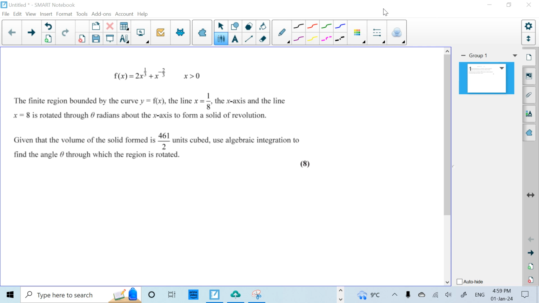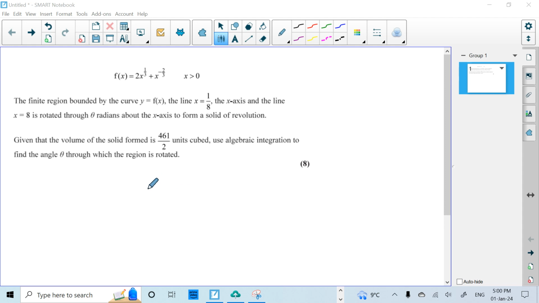Okay, volumes of revolution. The finite region bounded by the curve y equals some function of x, the line x equals 1/8, the x-axis, and the line x equals 8 is rotated through theta radians, not 2 pi, theta radians about the x-axis to form a solid of revolution. Given that the volume of the solid formed is 461 over 2 units cubed, use algebraic integration to find the angle theta through which the region is rotated, for 8 marks.